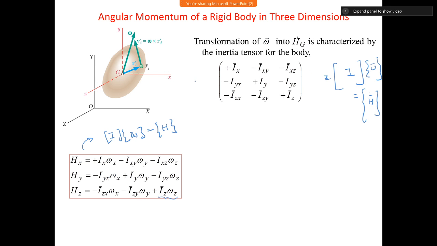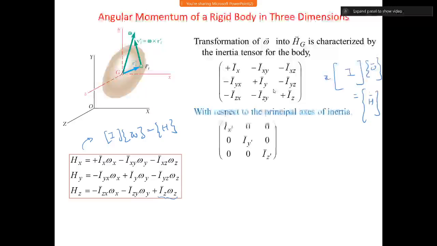And this I matrix is what is called the inertia tensor or inertia matrix: this matrix has Ix, minus Ixy, minus Ixz, and so on. So this is the inertia matrix and angular momentum.